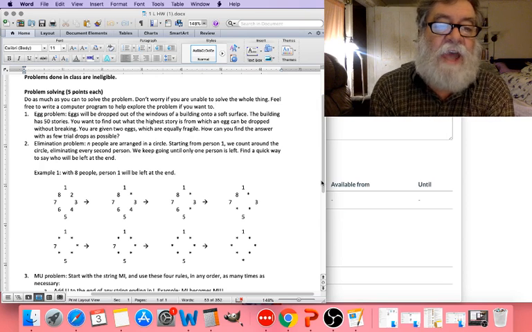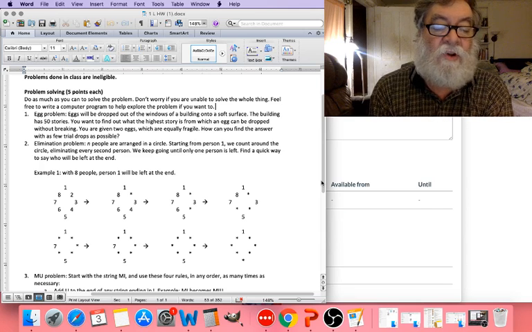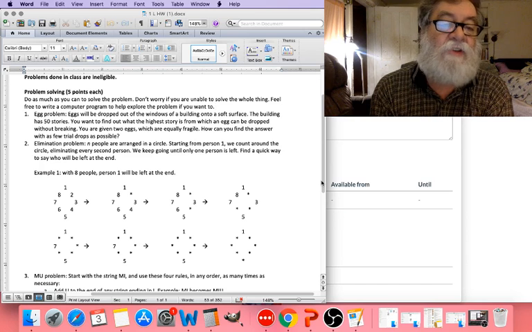The first one's called the egg problem, or I'm calling it the egg problem. You're going to drop eggs out of the windows of a building onto a soft surface, like a big bunch of mattresses or something. The building has 50 stories. You want to find out what's the highest story from which you can drop an egg without it breaking. You don't know. But you're given 2 eggs, and those are all you have, and they're equally fragile. You want to try as few trial drops as possible.